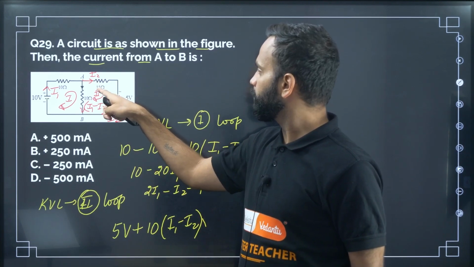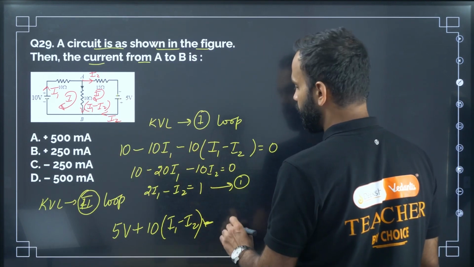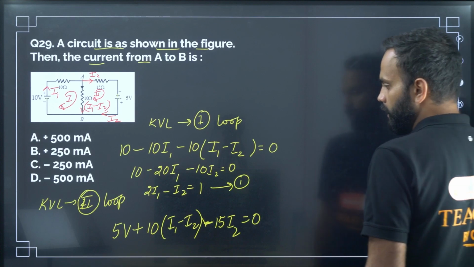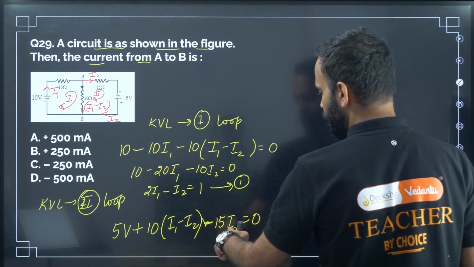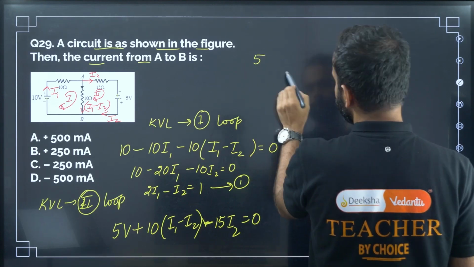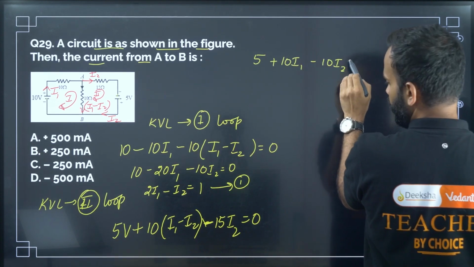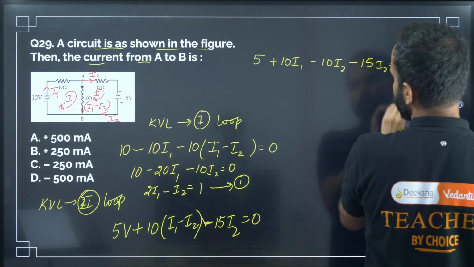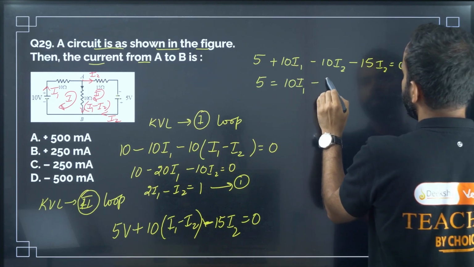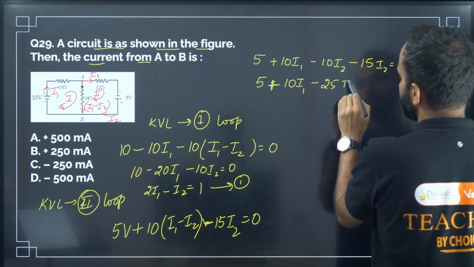and then the direction of the loop and direction of the current is same for 15 ohm resistor. So therefore the potential will be negative, so minus 15 I2, so which is equal to 0, okay. So now 10 I1 minus 10 I2 minus 15 I2, so that will be minus 25 I2, right? So 5 plus 10 I1 minus 10 I2 minus 15 I2 is equal to 0, okay. So now 5 equal to 10 I1 minus 25 I2, sorry, this is plus, okay. 10 I1 minus 25 I2 is equal to 0.